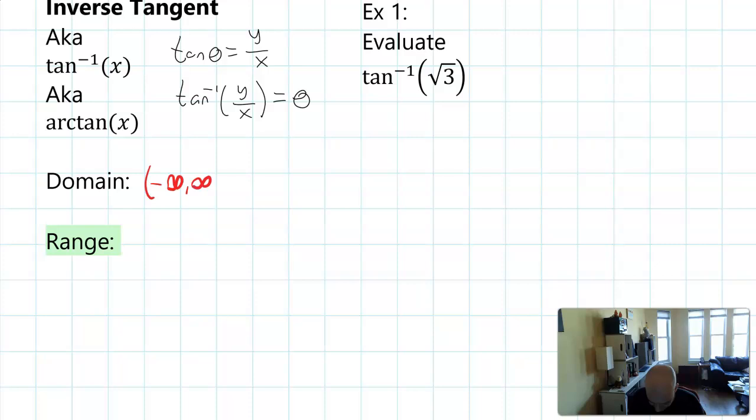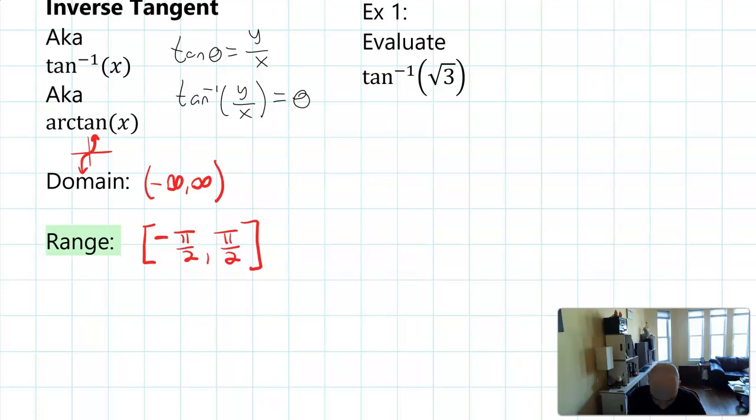Negative infinity to infinity. Because y over x, as you travel around the unit circle, can actually be anything. And that matches with the idea that the tangent graph goes all the way up and all the way down. So the domain of inverse tangent is anything, but the range is exactly the same as inverse sine. It is restricted to negative pi over 2 to pi over 2.